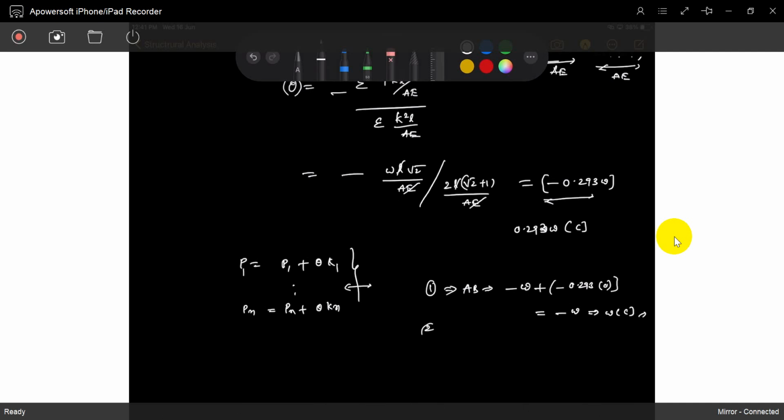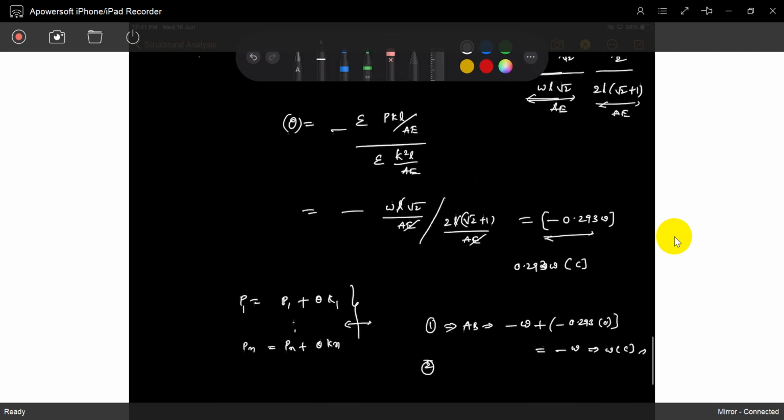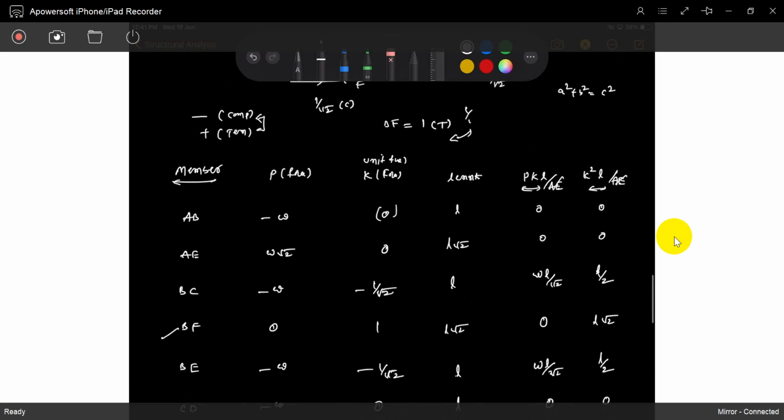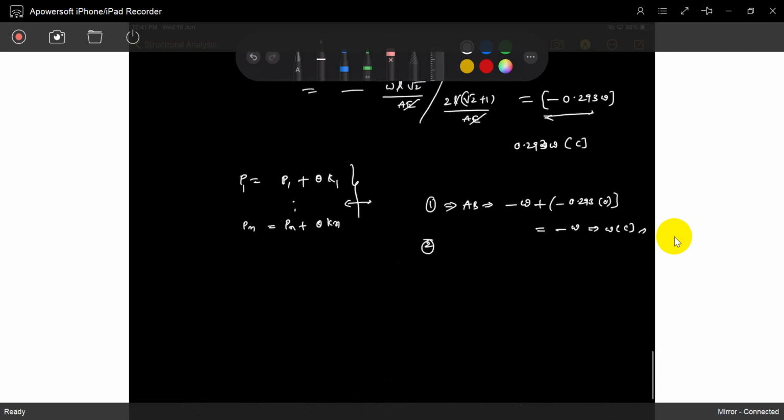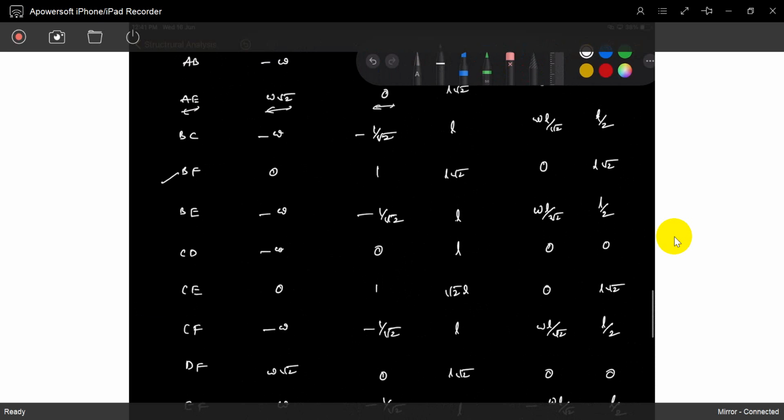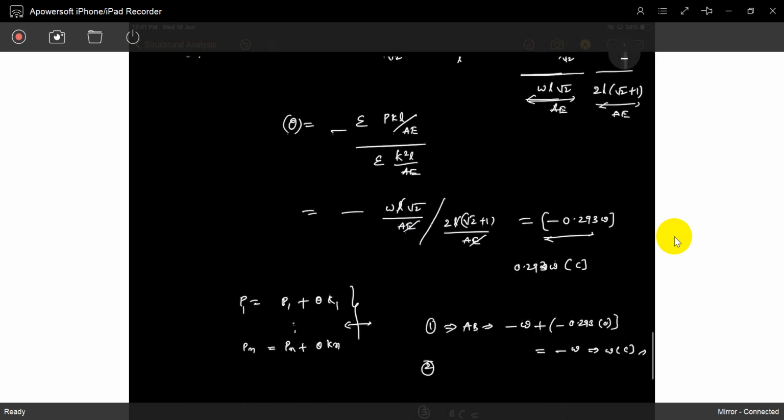So likewise you can calculate it. AB, BC, and AE are also the same, W root 2 tension, because K is 0. So now I will calculate BC. How much is the P force in BC? Minus W is the P force.